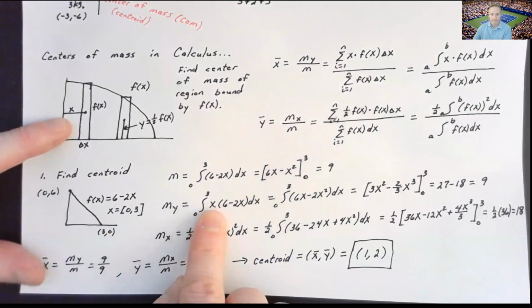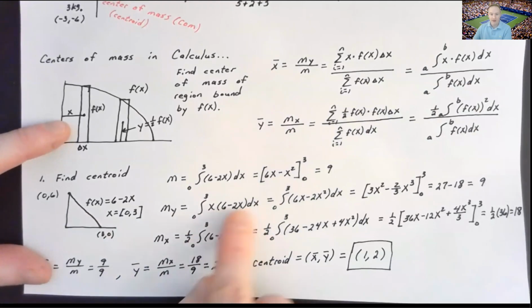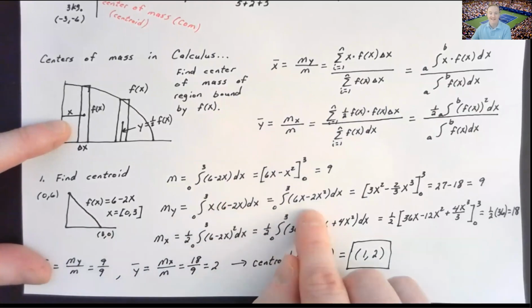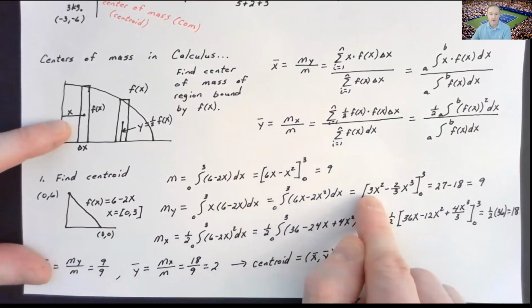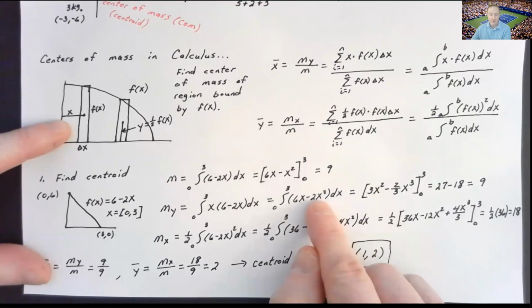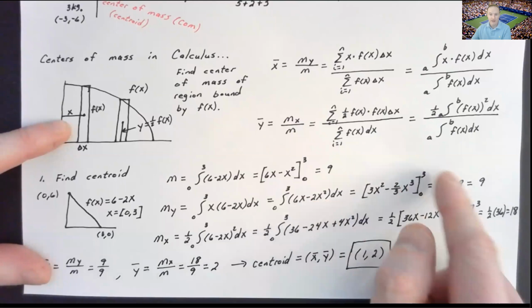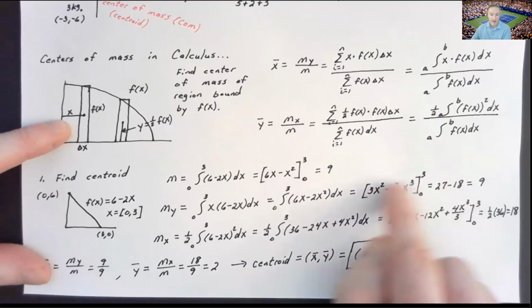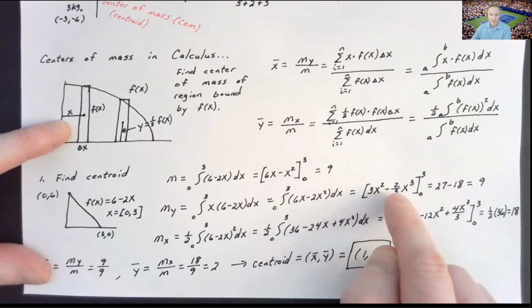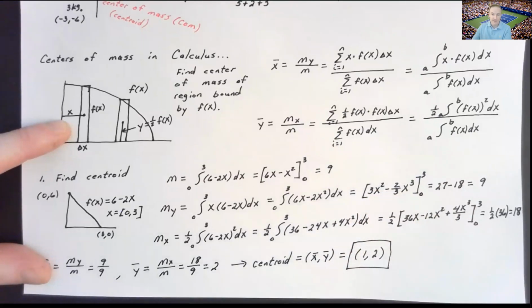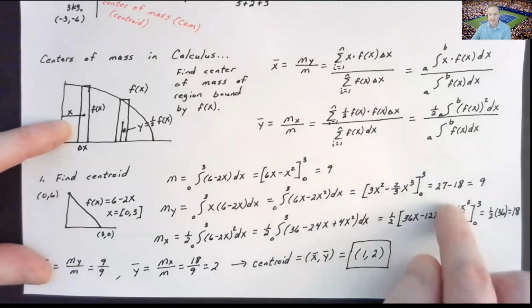And I can say, well, all right, I have x times f of x, x times 6 minus 2x, integrating that from 0 to 3. I distribute through the x and I get 6x minus 2x squared. We now use the power rule. That'll be 6x squared over 2 for 3x squared. And then I'll get 2/3 x cubed. We evaluate that from 0 to 3. When you evaluate at 3, you'll get 3 times 9 is 27 minus 2/3 times 27. That's going to be 27 minus 18 is 9.